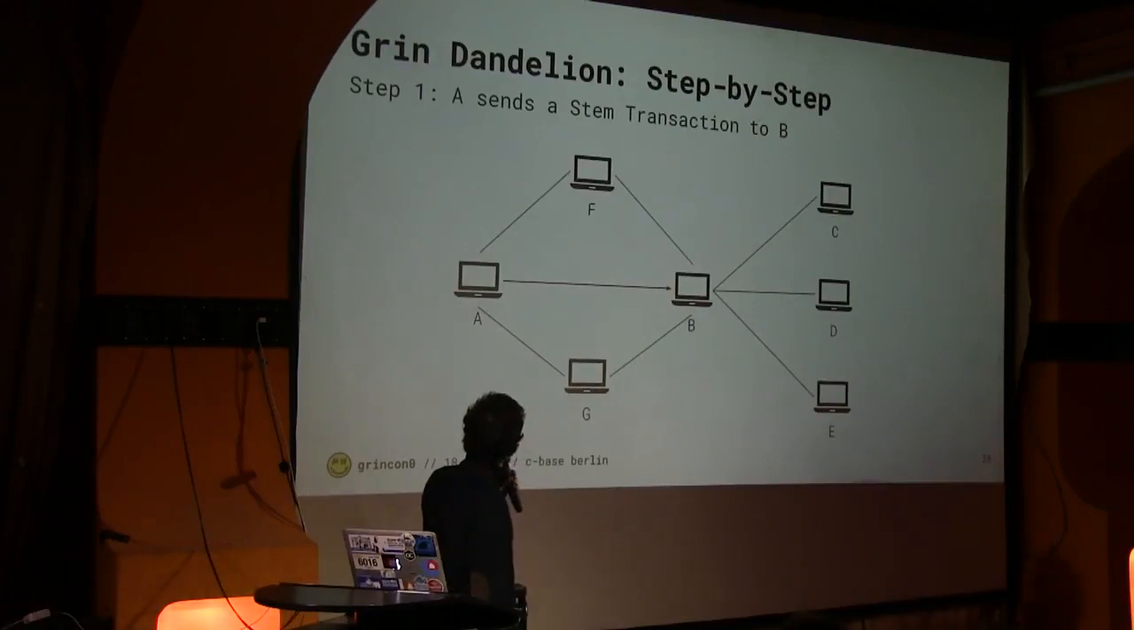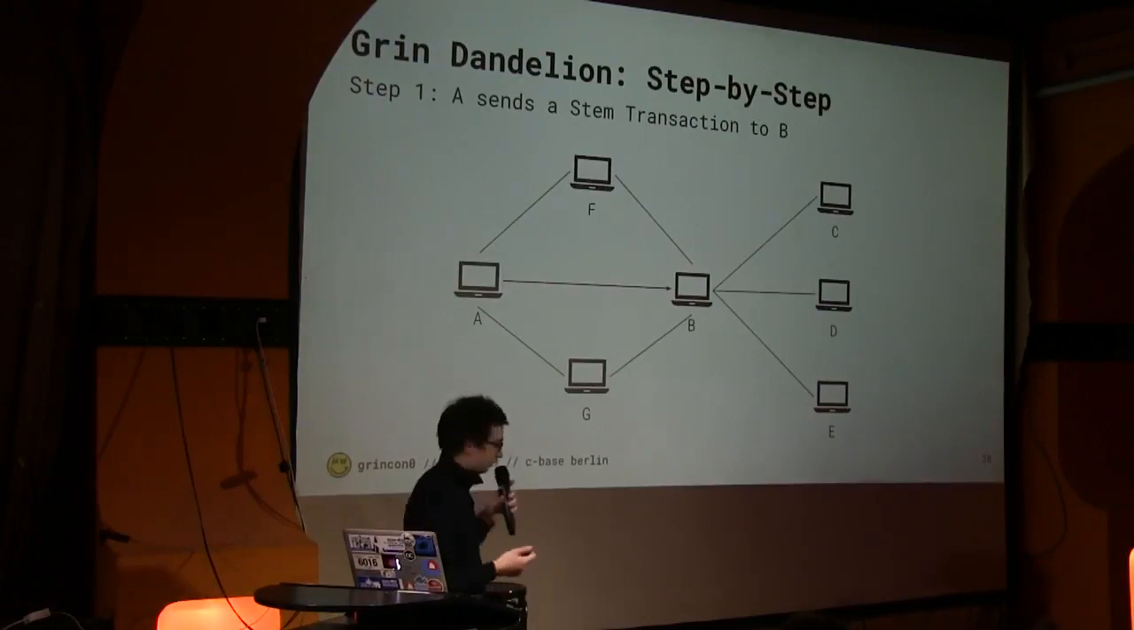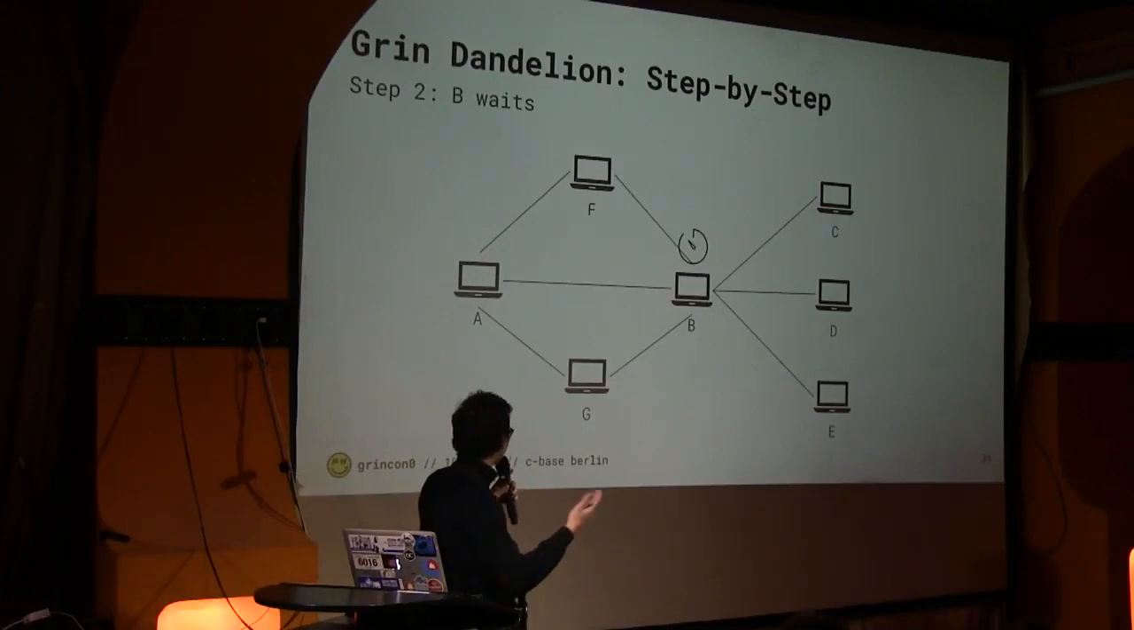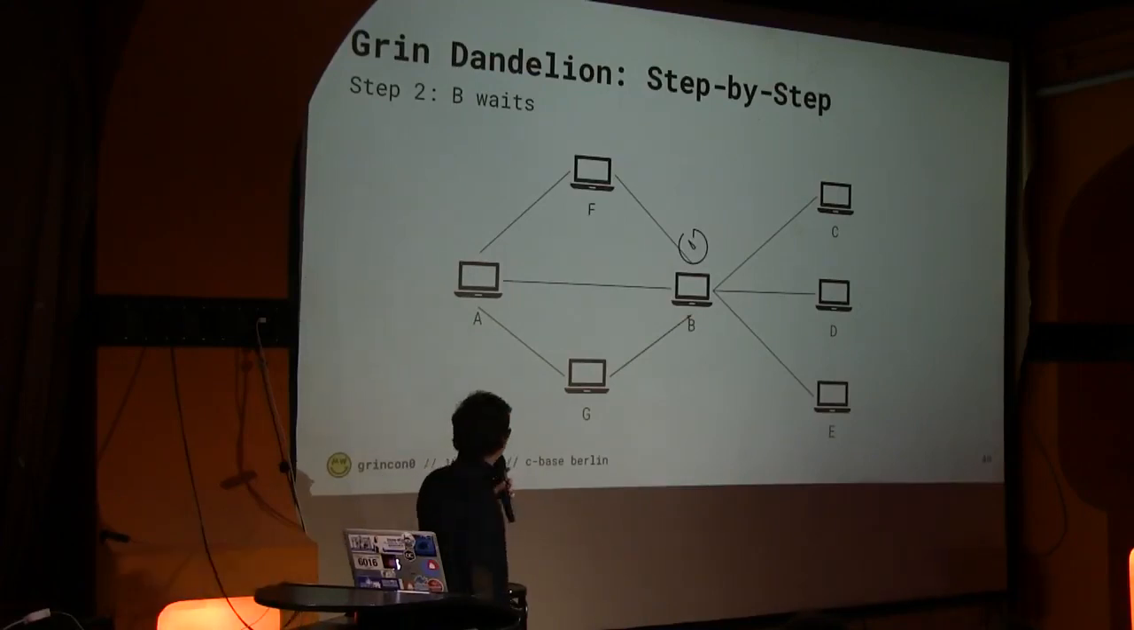Okay, so we start with A sending a stem transaction to B, just as before. But here, instead of doing a coin flip directly, B will wait. B will wait for a patience timer of, let's say, a few minutes. And during this period of time, it will receive a stem transaction from G.